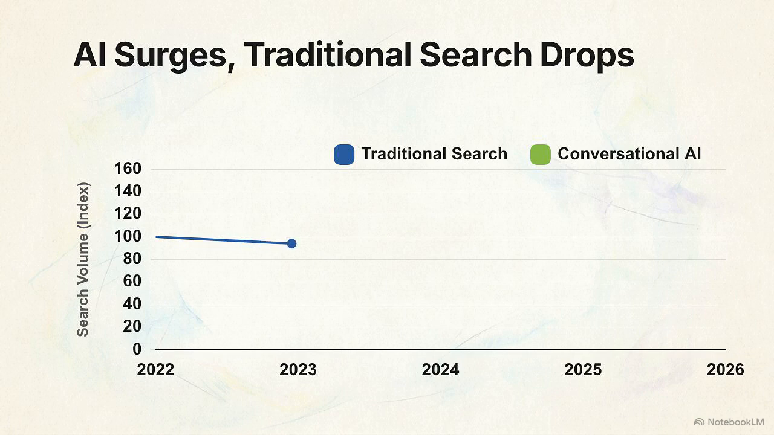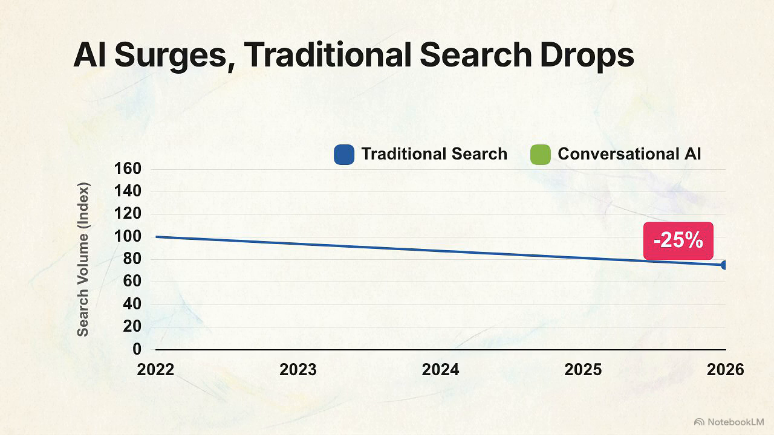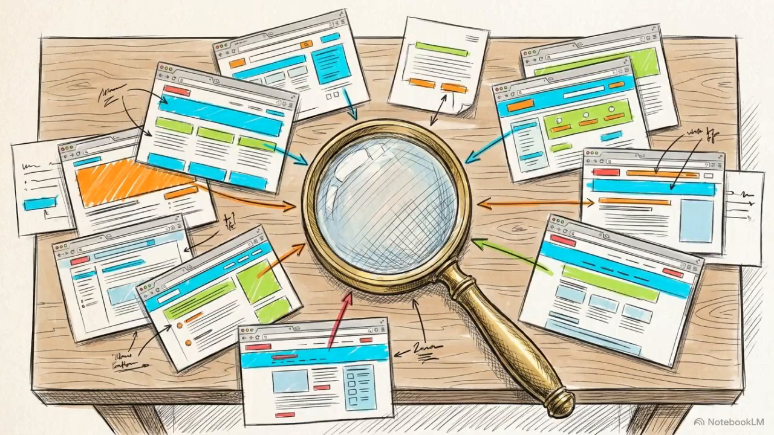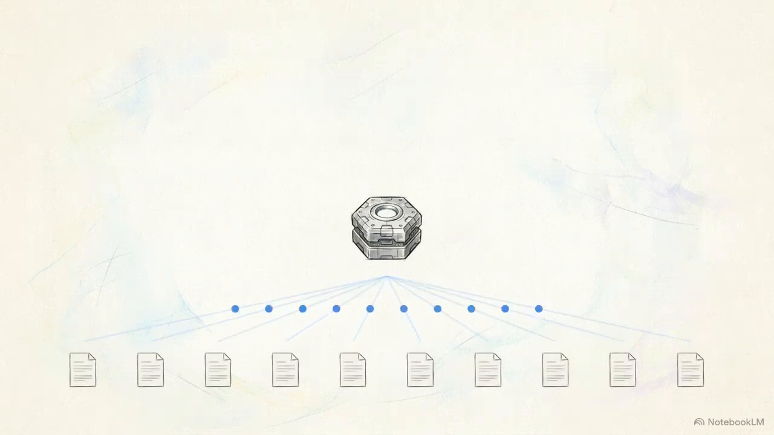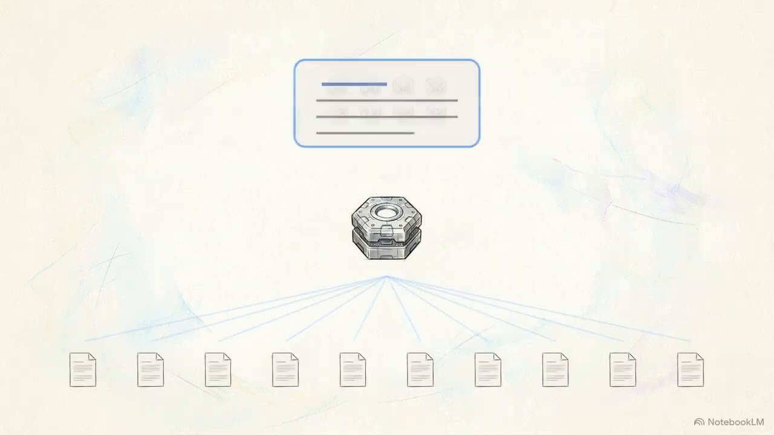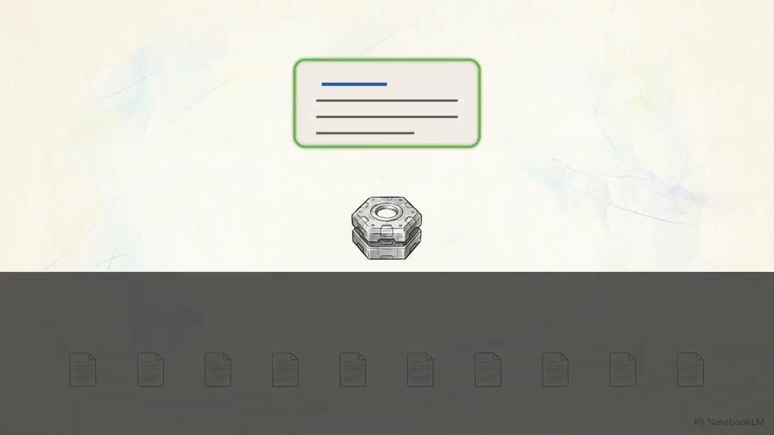By 2026, Gartner projects a 25% drop in traditional search volume, represented by this descending line, while conversational AI queries sharply accelerate. In the legacy model, users evaluated 10 distinct websites to find an answer. Today, AI engines read those sites simultaneously and generate one unified summary at the top of the page.